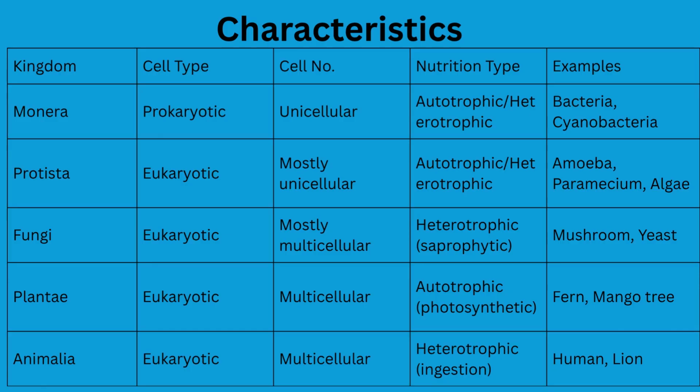In kingdom Plantae, the organisms are eukaryotic, multicellular, and autotrophic, meaning they can synthesize their own food by the process of photosynthesis, for example, ferns, mango tree, etc. In kingdom Animalia, mostly the organisms are eukaryotic, multicellular, and heterotrophic, meaning they cannot prepare their own food and utilize the food prepared by the autotrophs or take the food from other heterotrophs, for example, humans and lions.